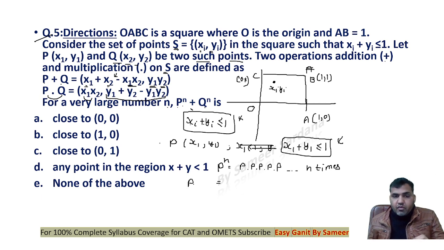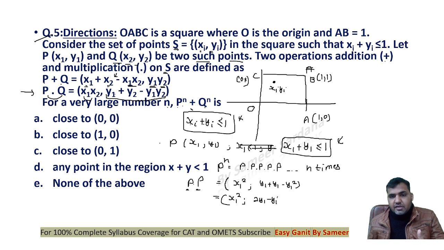Now, if I want to find out P multiplied by P, you see that I'm applying the multiplication. So x1 and x2 will get multiplied, but the ordinate would be y1 plus y2 minus y1 y2. So if I pick the points x1 into x2, x1 is less than or equal to 1, guys. So this would be x1 square. P multiplied by P will both have the same coordinates, x1 square, and the ordinate would be y1 plus y1 minus y1 square. This would be x1 square, and y1 plus y1 is 2y1 minus y1 square.